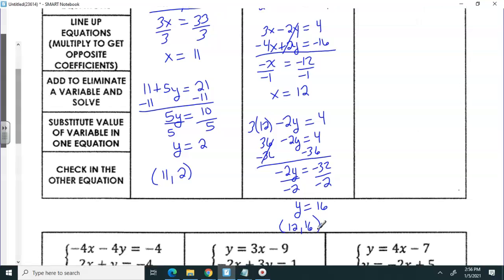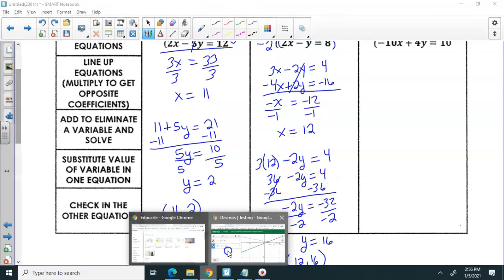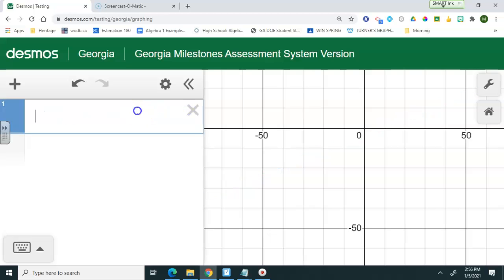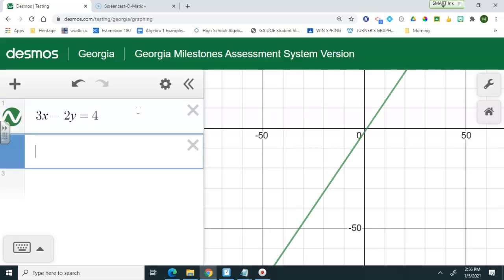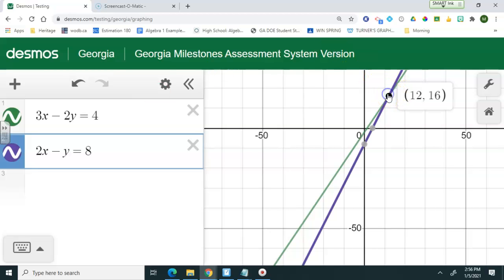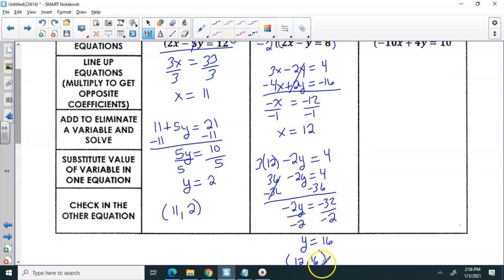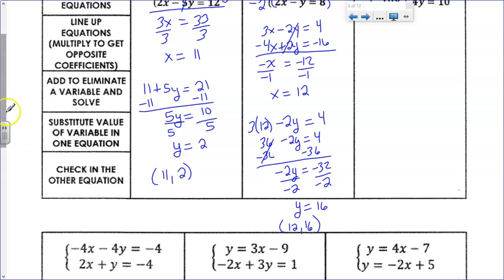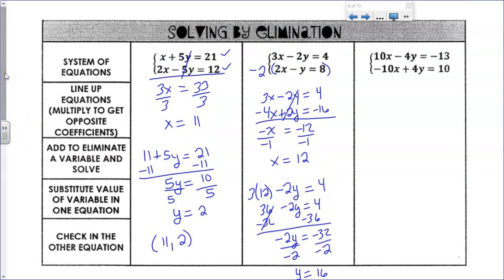So let's go to Desmos one more time. Check our answer in Desmos, and then hopefully you're going to understand Desmos and you'll get used to using it to check your work. Remember, this is not the way to do your work. It is a way to check. (12, 16). So a common mistake is for you to put (16, 12). So remember, it's always x, y. Okay? All right, so let's go and look at one more problem together here, and then we'll let you practice some.